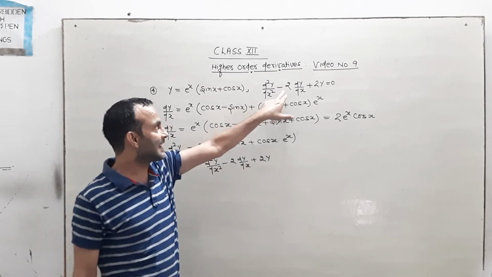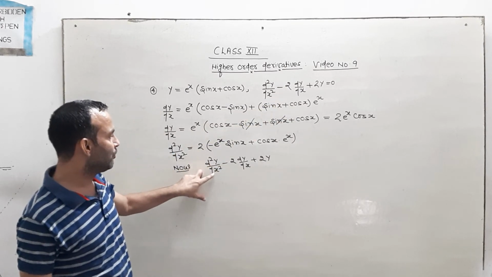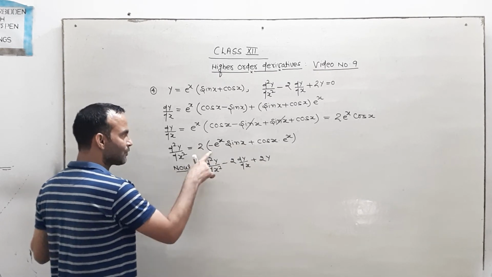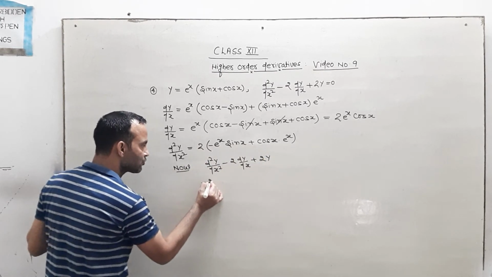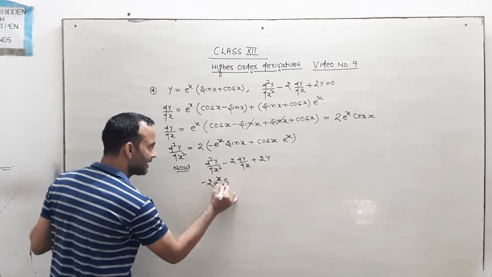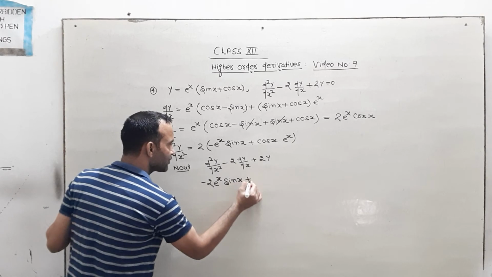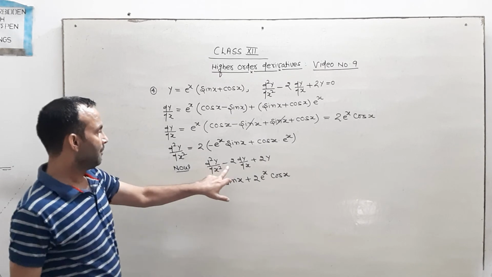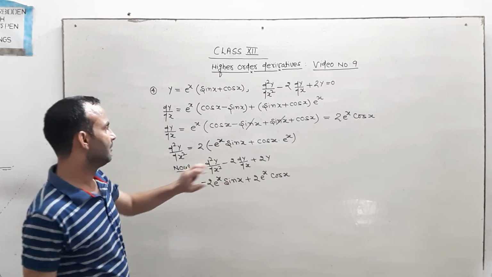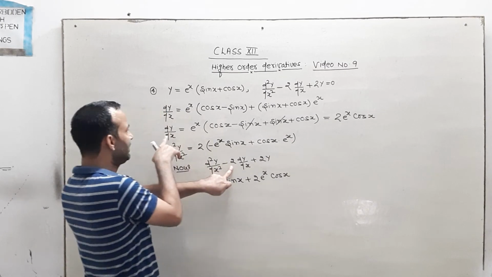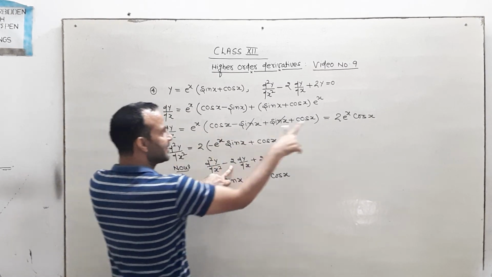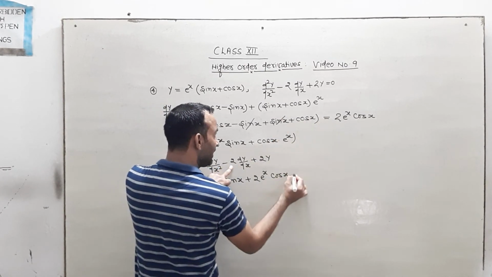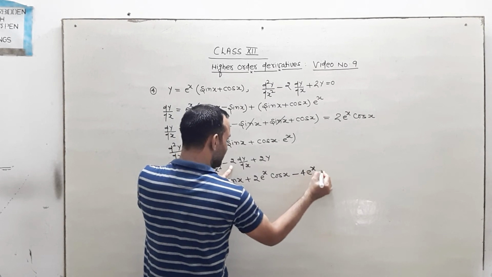So to prove this expression, substitute the values of d square y over dx square, dy over dx and y here. The value of d square y over dx square is this one. We can write it as minus 2 e raised to the power x sin x plus 2 e raised to the power x cos x. Minus 2 multiplied with the value of dy over dx. The value of dy over dx is 2 e raised to the power x cos x. When we multiply this expression with minus 2, we obtain minus 4 e raised to the power x cos x.